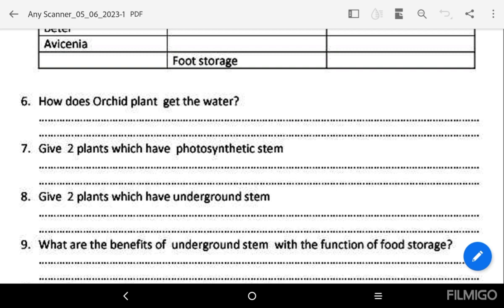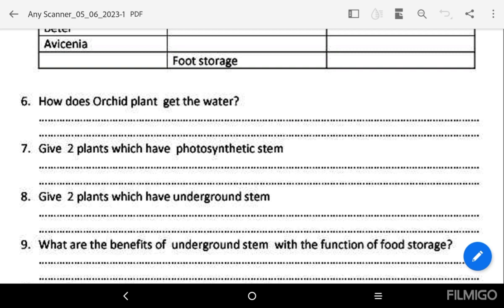Question number 8. Give two plants which have underground stems. So, ginger, then we have colocasia. What else? Ginger, colocasia, potato, leeks, onion, they all possess underground stems.